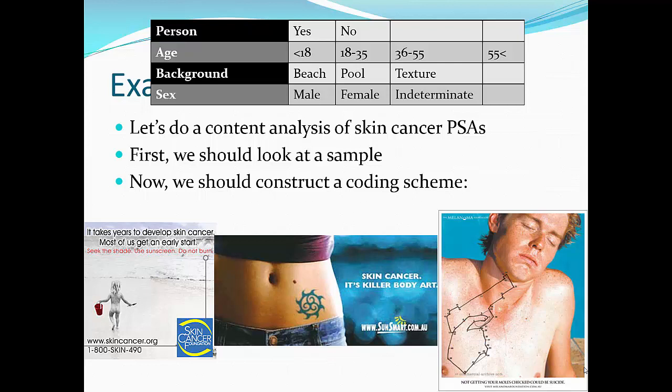Say, is there a person? Yes or no? What's their age? Less than 18? 18 to 35? 36 to 55? Are they at a pool? Are they at a beach? Is there some sort of texture background instead? And what's their biological sex? Are they male, female, or like the child in the lower left-hand corner of the screen, is that information indeterminate?